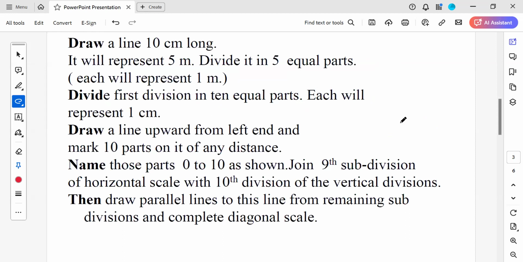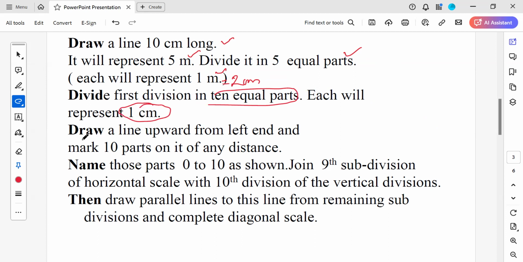So let us go. First we need to draw a horizontal line 10 centimeters long. It will be representing 5 meters. Divide it into 5 equal parts. Each one will be representing 1 meter, which is equal to 2 centimeters. Next, the first division: divide it into 10 equal parts, so that each division will be 1 centimeter.